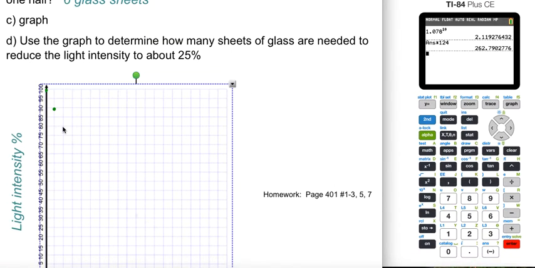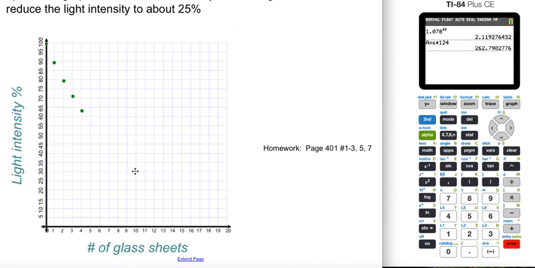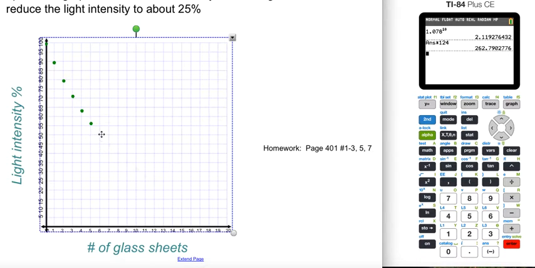And then our next one, so for 1 sheet of glass, 2 sheets of glass, 3 sheets of glass, 4 sheets of glass. You can see it almost looks linear when we only have a few, but as we continue on, plotting each of these points up to 8, which we were given, we can see there is a slight bend here.